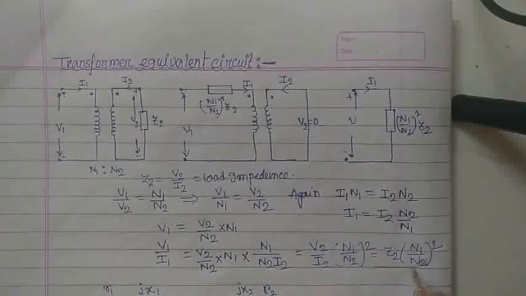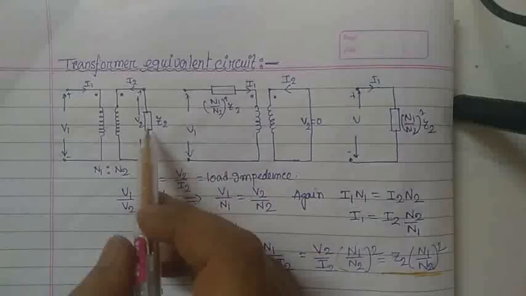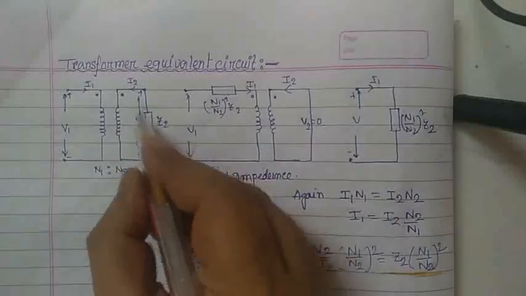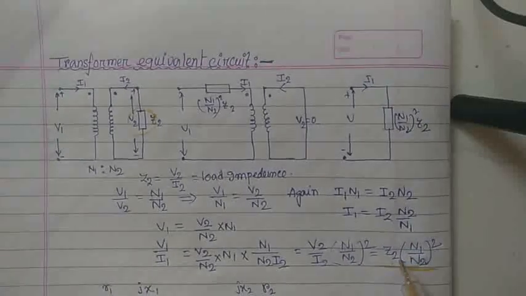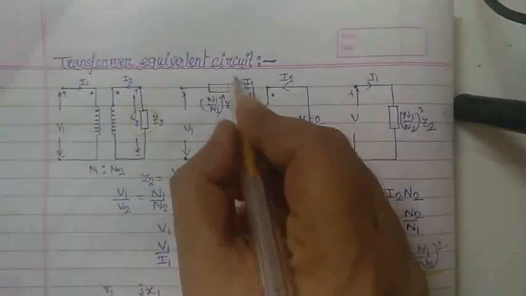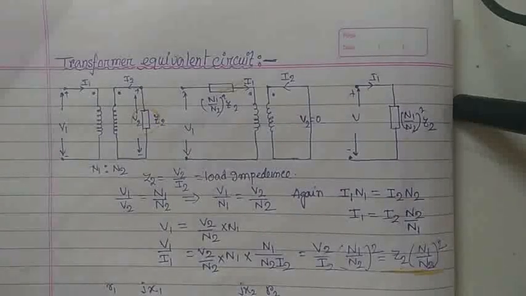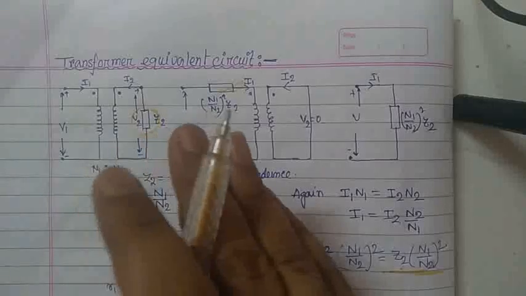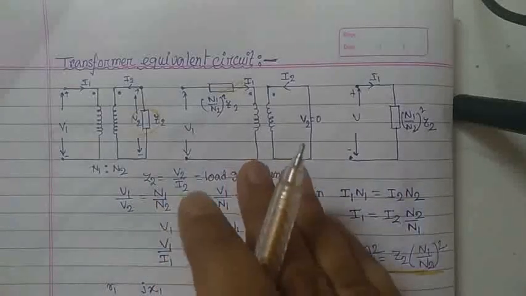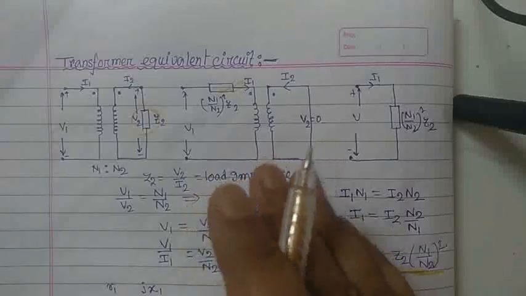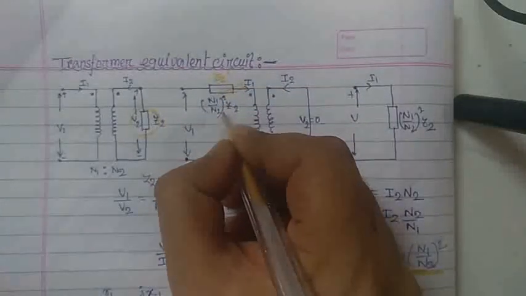From this equation, the effect of Z2 on the primary side is nothing but Z2 into N1 by N2 whole square. Look at the second picture, that is this one. As far as the effect of Z2 on the primary side is concerned, impedance Z2 in the secondary side can be replaced by the equivalent impedance, that is Z2 dash equal to Z2 into N1 by N2 whole square.